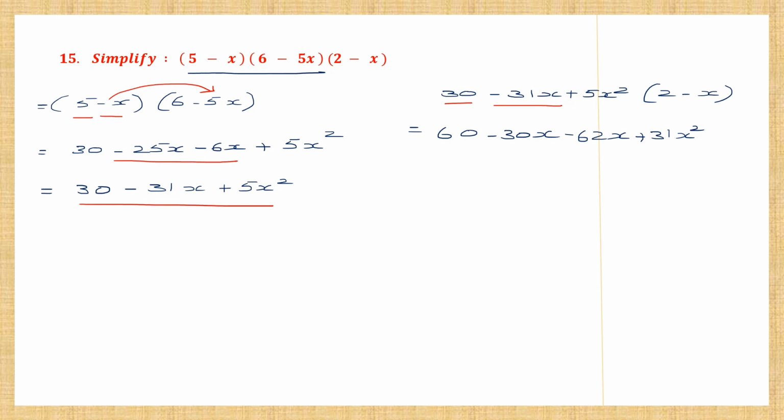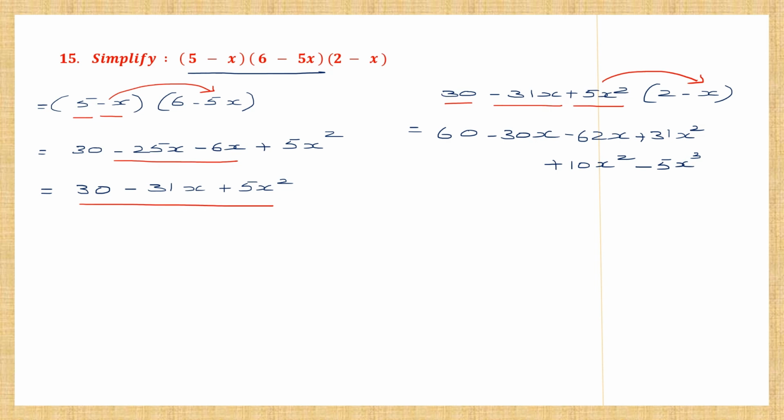Now let's multiply 5x squared into 2. So that will be, the number is, the sign is plus. 5 2s are 10x squared. Now 5x squared into minus x. The sign is minus. The number is 5. X squared into x is x to the power of 3.